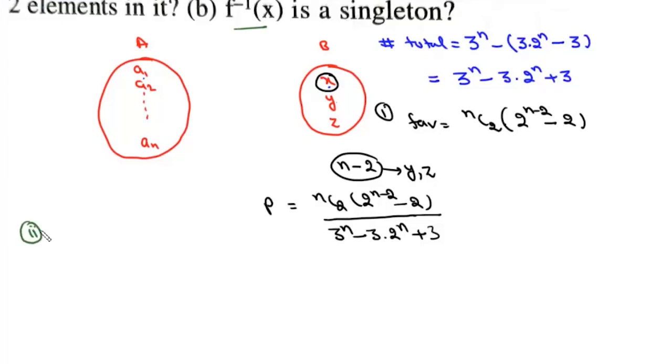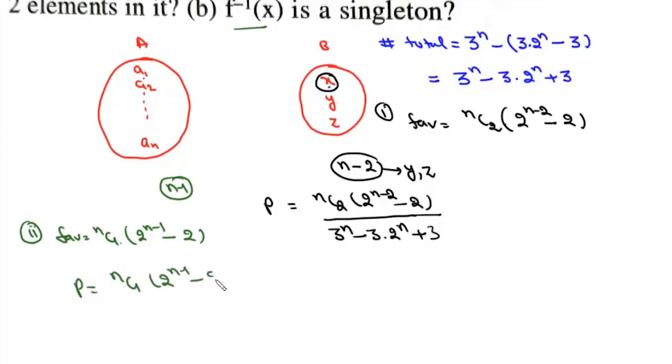So for the second part, we have to select one pre-image, it is nC1, and then for the remaining n minus 1 elements, we have to define an onto function from A to y and z. So it will be 2 to the power n minus 1, minus 2. So this required probability will now be nC1 times (2 to the power n minus 1, minus 2) upon 3 to the power n minus 3 into 2 to the power n plus 3. And that is the answer to this question.